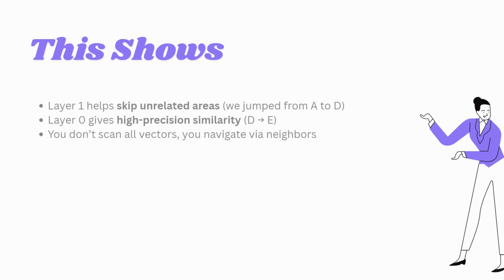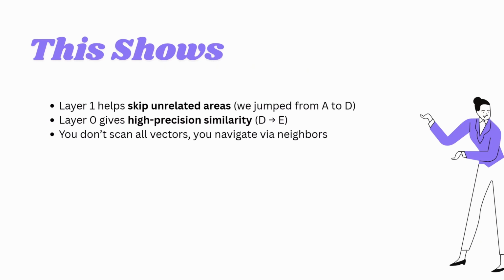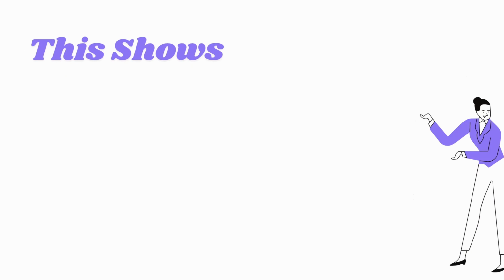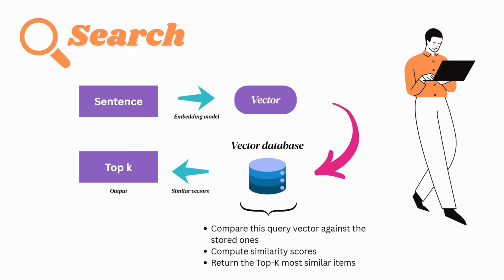This shows how the HNSW graph allows the system to skip irrelevant parts of the database and quickly find the most meaningful matches layer by layer. Now that we understand how indexing works behind the scenes, let's move on to the final piece of the vector database, the search process itself.